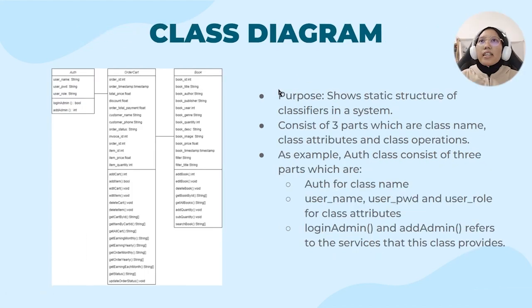Next, this is the class diagram. So the class diagram is purposely to show static structure of classifier in a system. So this consists of 3 parts, which is user for the authentication, order cart for invoice, and book for book details.